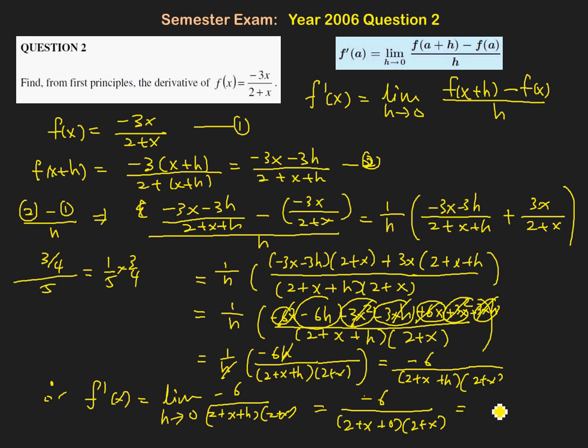So the derivative of that function using first principle will show that this is the case: -6 over (2 plus x) squared. Right, just nice. I hope you practice the questions, and all the best.